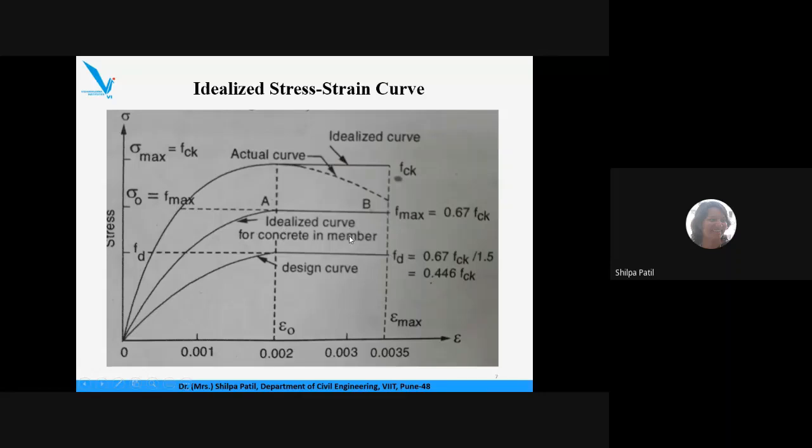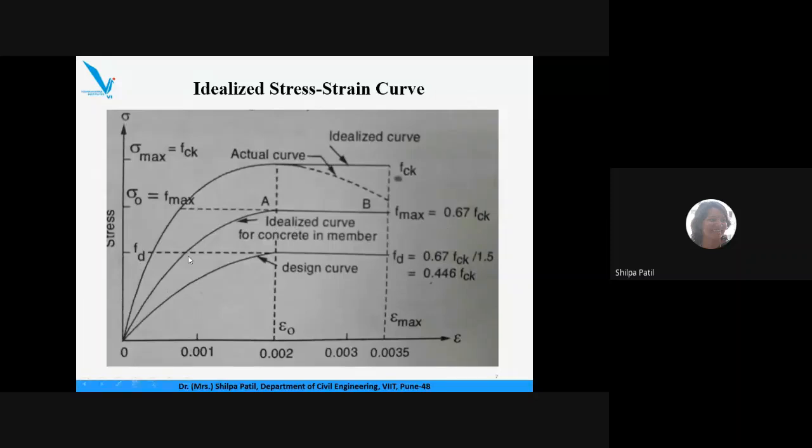Now, why 0.67? Because as I have told, the height and the lateral dimension of the structural members are different than the cube dimension. And as the ratio of H by A, that is height divided by the lateral dimension, goes on increasing, the value of fck goes on reducing. Normally that reduction becomes constant at a value of 0.67, and that's why 0.67 is the factor which is taken to find out the maximum compressive strength of a concrete in any particular member other than a cube. Is it clear? Yes, is it clear to everybody?